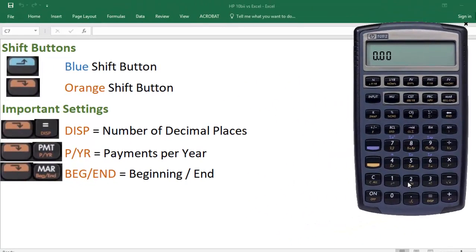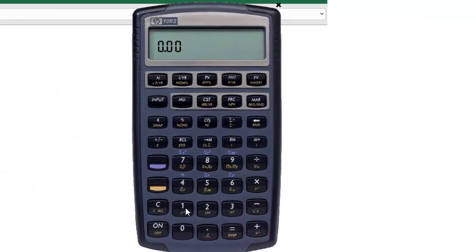Next is the number of payments per year. Depending on the example you are working with, you will either have 1, 2, or even up to 12 payments per year. I'm going to first set it for 12, so 1, 2, orange shift, payments per year. To check that, push orange shift and hold the clear all. You will see it says 12 payments per year.